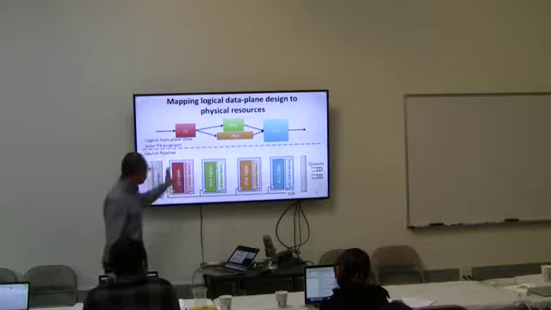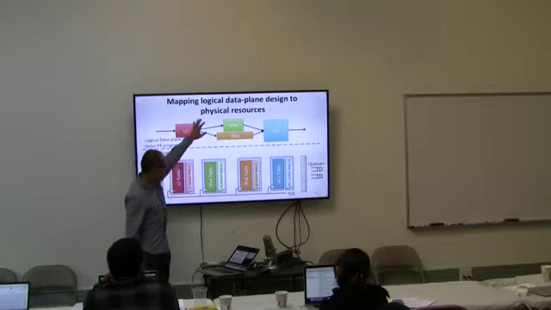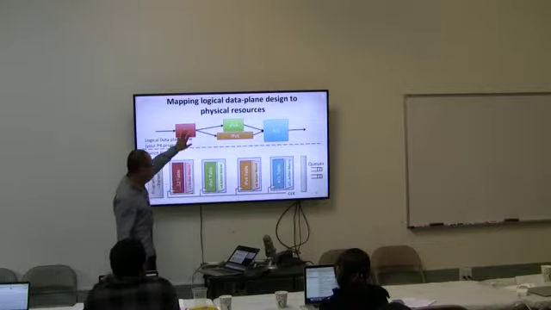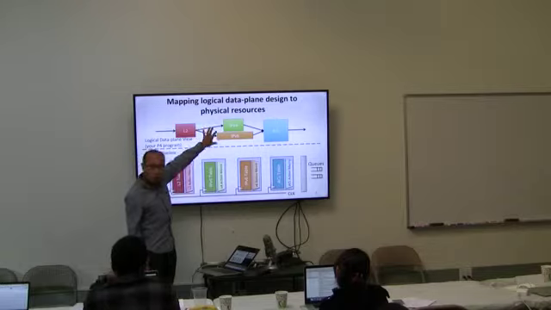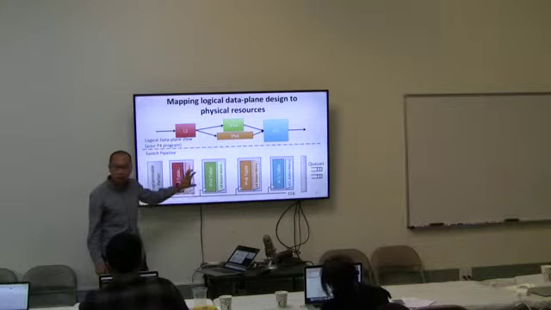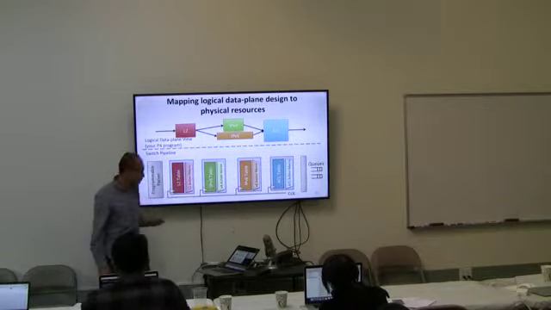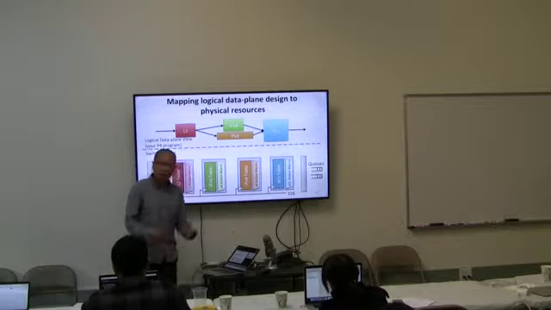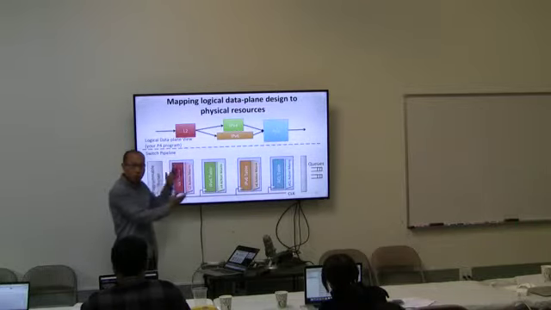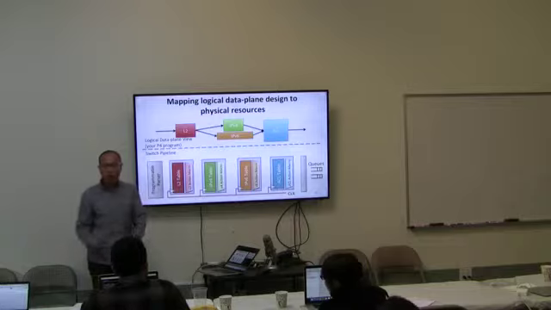Okay, so the compiler takes care of this logical to physical mapping based on the understanding of the dependencies in your P4 code as well as the constraints in this physical pipeline. And the constraints mean table size or number of ALUs available and all those things.